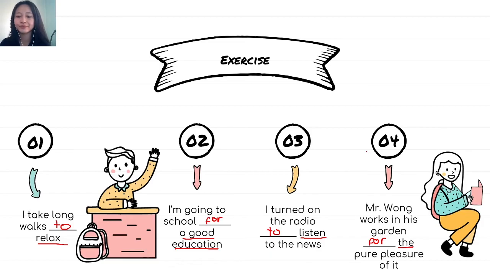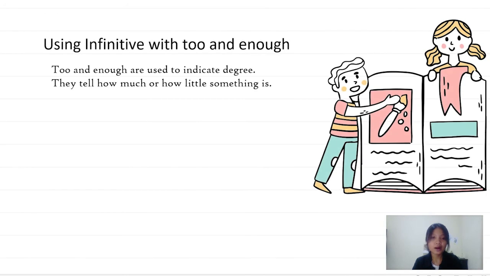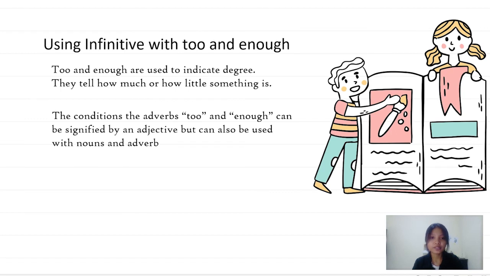Hello and welcome to our lesson on infinitive with too and enough with me, Audy Cipta. ID number 13. So, how to use the words too and enough correctly? Too and enough are used to indicate degree. They tell how much or how little something is. They are oftentimes used with adjectives, but they can also be used with nouns and adverbs.